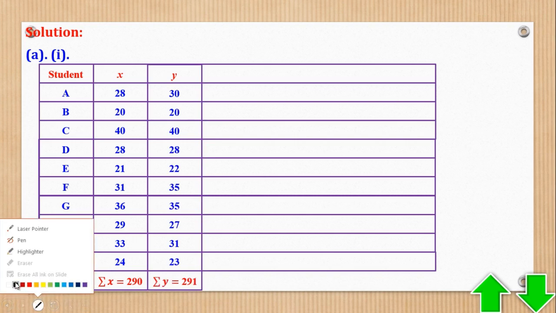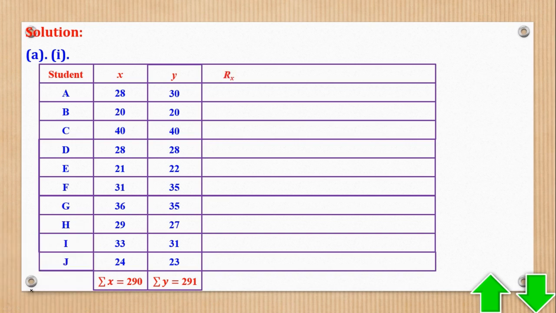Now next is to rank. So ranking is done in descending order. The largest value is given the smallest rank. So here in X, we shall look for the largest. Largest is 40, so it will take rank 1. The next is 36, it will take rank 2. Next is 33, takes rank 3. Next is 31, takes rank 4. Next is 29, takes rank 5.